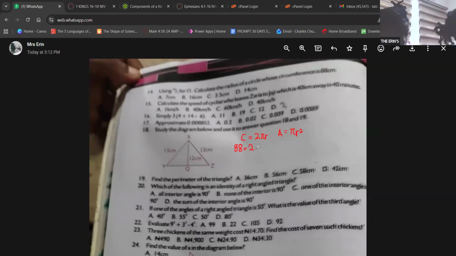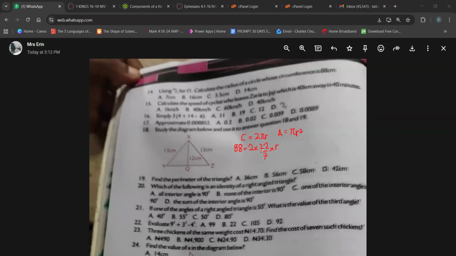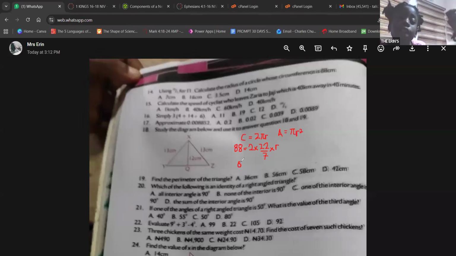Then equals, you put your 2, right? Equals 2 times 22/7 times r. Please, don't just go and put 22/7 and forget the 2. It's 2 times 22/7. Then the r, we don't know the r, isn't it? So just write it like that. No wahala. All right. So let's try and see. Is there anything we can do here? We can cancel the 7 with the 2 and 22. 88 equals 44/7 times r.